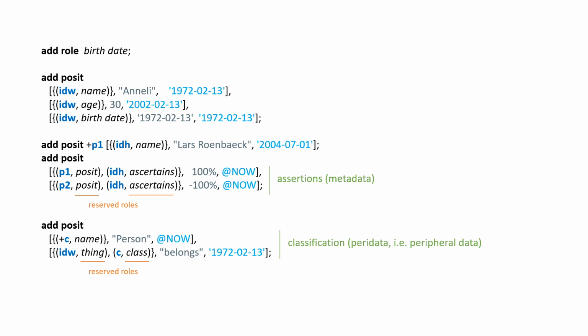And we separate this from the classification, because as you can see, the classification is done on instances or things themselves that you bind to a class. So in that case, there's no posit in there. The identities are the identities of regular things. So it's information, but it's not information about information, but it's tending towards that anyway. So to differentiate this from data, we call this peridata or peripheral data. So classification is peripheral data and assertions are metadata. Bareclad will come with some reserved roles. So posit, ascertains, thing, and class are roles that you don't have to add yourself. The database will already understand these roles.